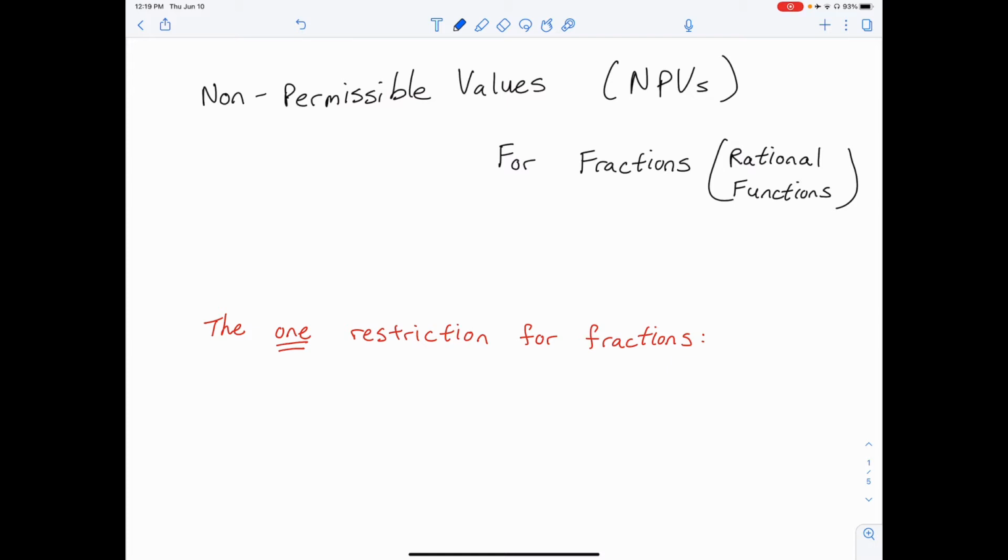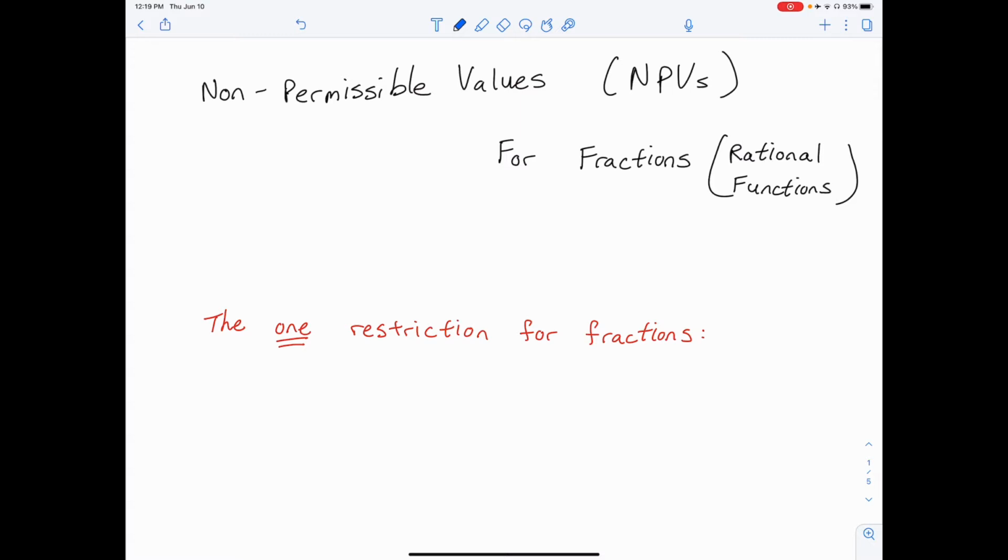So if you think about the word non-permissible, that means not allowed. So non-permissible is the same thing as not allowed values. Now, when we think about fractions, what is the one restriction that we talked about for fractions? The one rule, or the one thing that we cannot do, is that we cannot divide by 0.